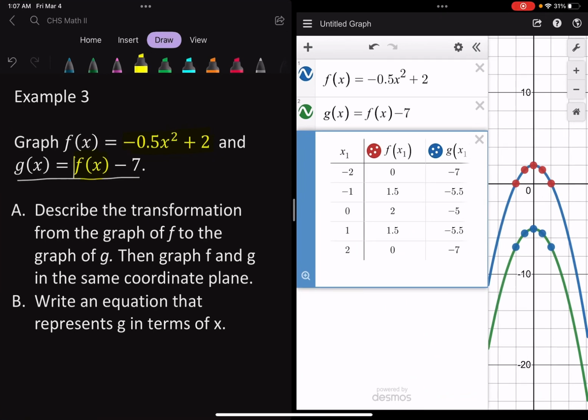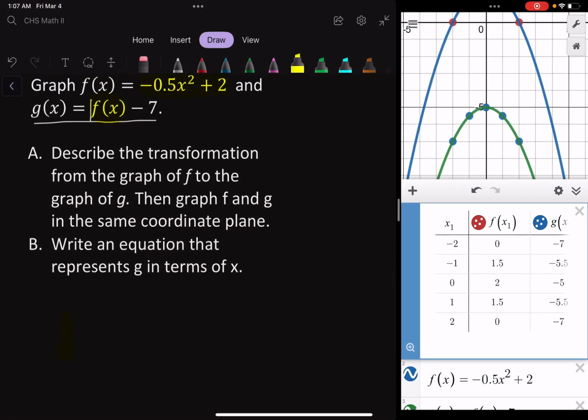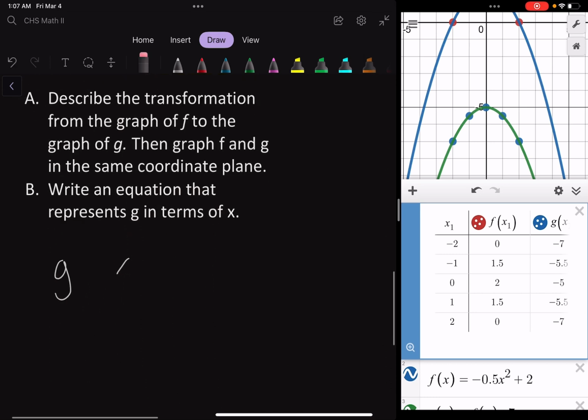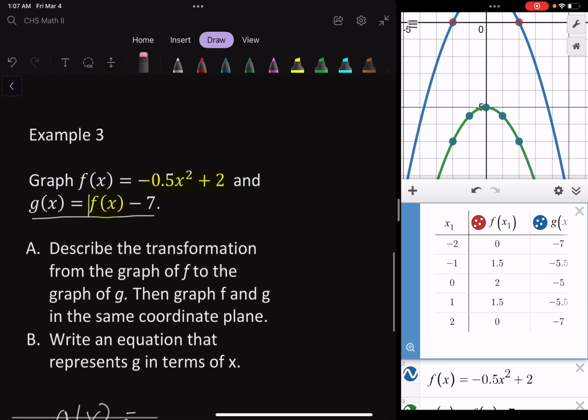All right, so now we want to actually write this in terms of x. So basically what that's saying is when we are writing this now, we want something that looks like this. We have g of x equals something minus 7, right? All right, so remember, we're taking everything from my original equation. So I'm going to go ahead and erase all of this.